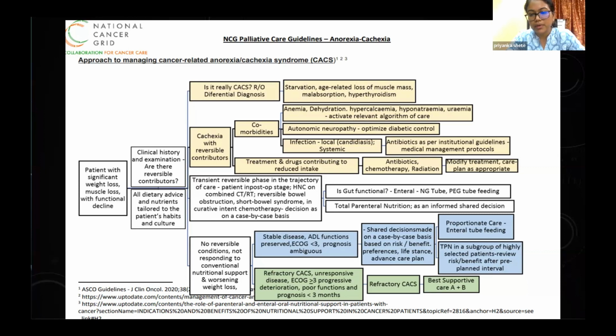Then TPN in a subgroup of highly selected patients, reviewing risk and benefit after a pre-planned interval. Then last is refractory cachexia: unresponsive disease, ECOG more than 3, progressive deterioration, poor function, and prognosis of less than 3 months. In this case, best supportive care is recommended.